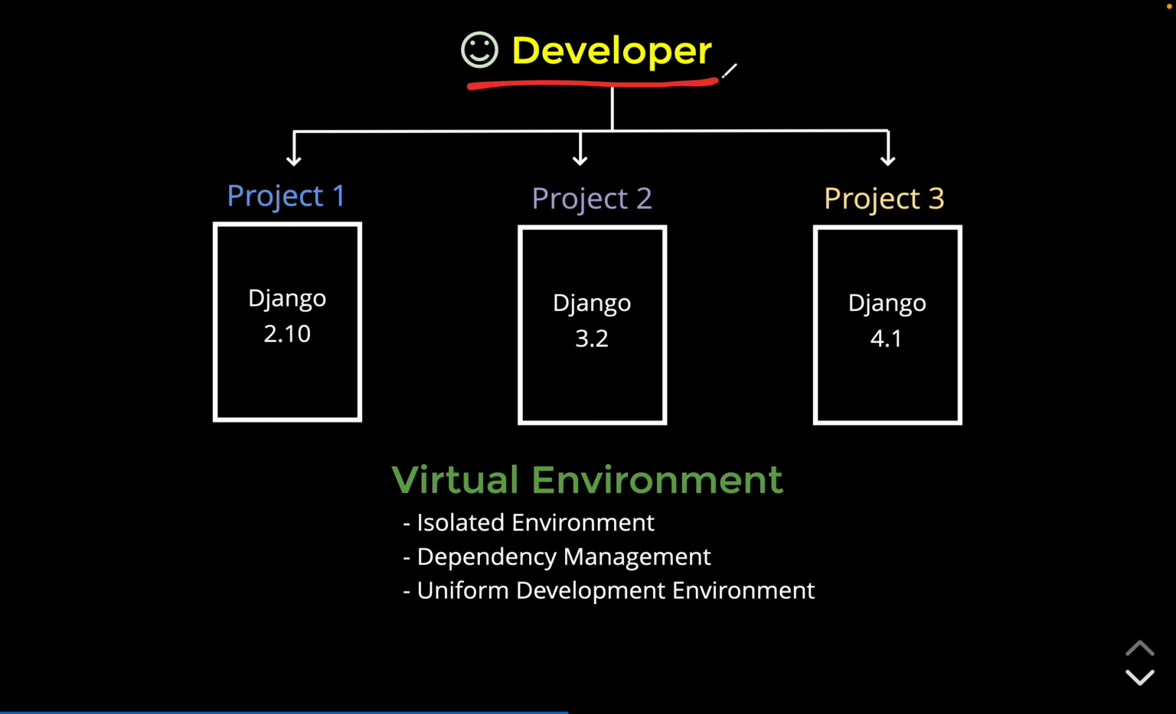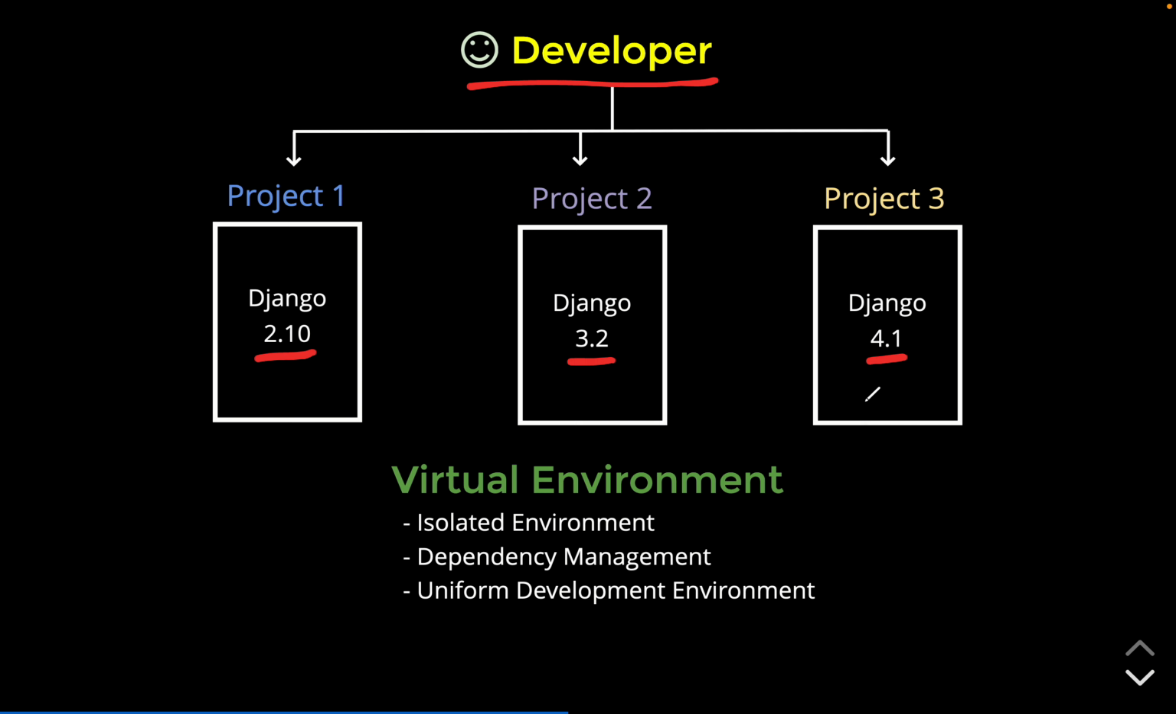So this is the scenario: you are a developer and you are supposed to work on a couple of projects which involve Django. One of the projects is an old and legacy project which is using Django version 2.10. Another is using Django 3.2 and another one is using 4.1. Now the problem is, how do we ensure that all of the developers are using the exact same version?